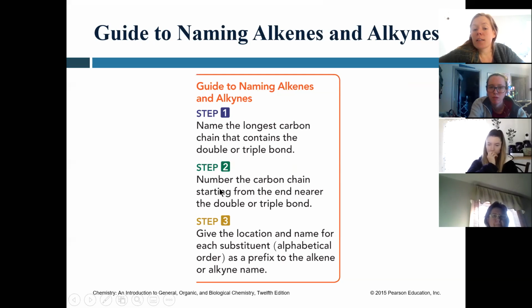Number the carbon chain starting from the end nearest the double or the triple bond. So again, if you have accessories, let's say you've got a fluorine and a methyl group, those are not as important as the double or triple bond. So the double and the triple bond take priority. So we'll always number those the lowest. Give the location and name any of the substituents in alphabetical order as a prefix to the alkene or the alkyne.